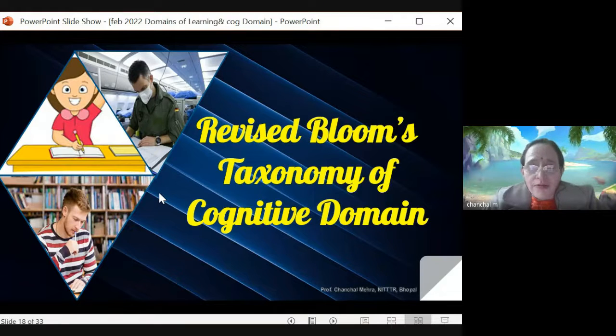But now when it comes to revised Bloom's taxonomy, the one major thing which is there in the revised Bloom's taxonomy is that it is two-dimensional. How many of you are aware that the revised Bloom's taxonomy of cognitive domain is two-dimensional?